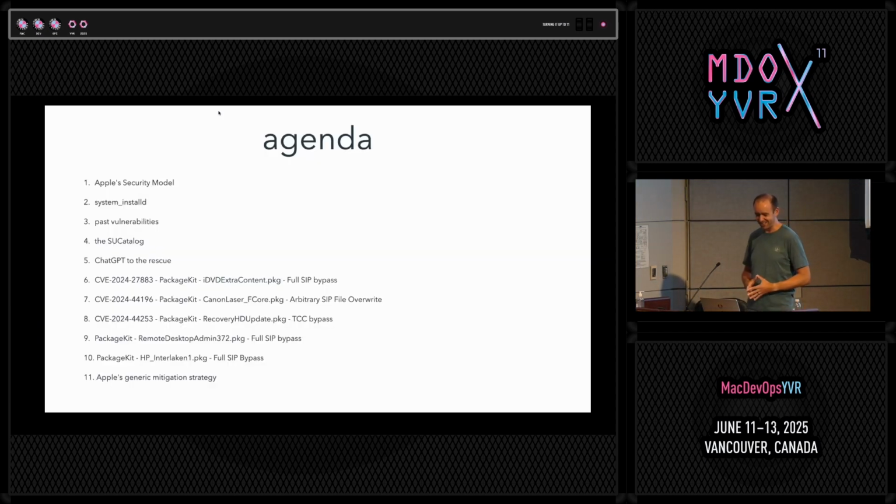So it's a really long presentation, so I will really rush through many parts. I will briefly go through the Apple security model because I think this audience knows that very well. Then talk about system install, a few past vulnerabilities, then the software catalog, how I use ChatGPT in helping me look for vulnerabilities, and then I will cover 5 different vulnerabilities and how Apple mitigated them and what their general strategy is to mitigate package related vulnerabilities.